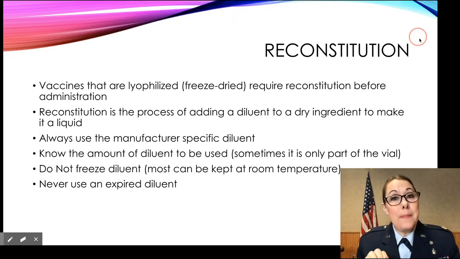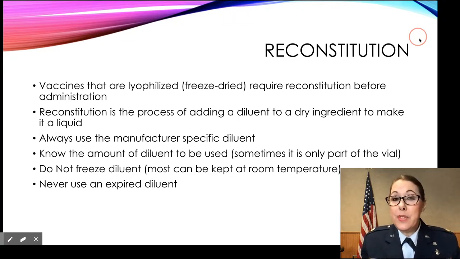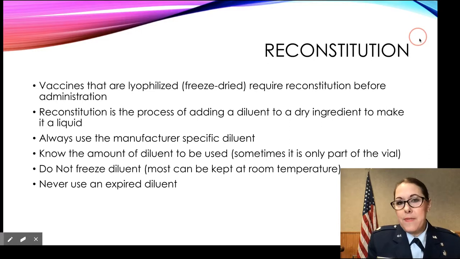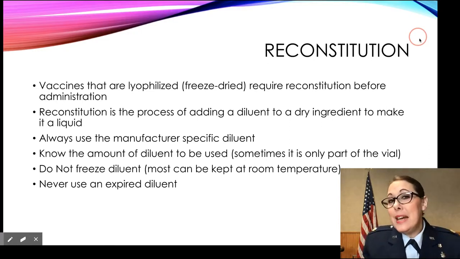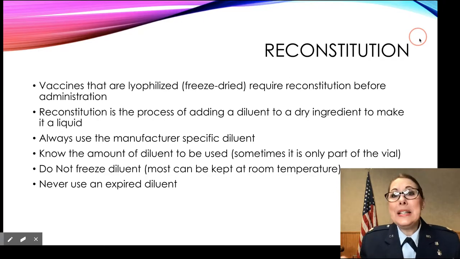Also, know what the amount is. For example, smallpox, the diluent for the smallpox has some added stuff to it. So you can't use that one with yellow fever or with varicella. You can only use it with smallpox. And they give you like 0.7 mL of fluid. You only need 0.3.